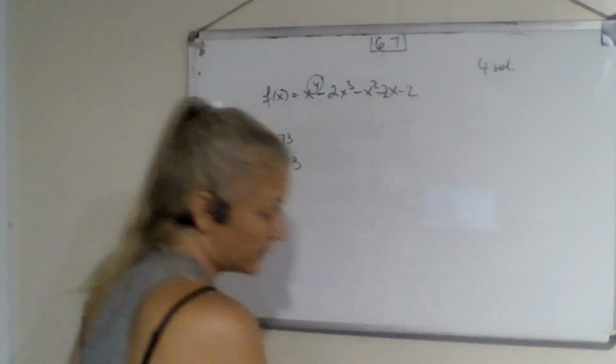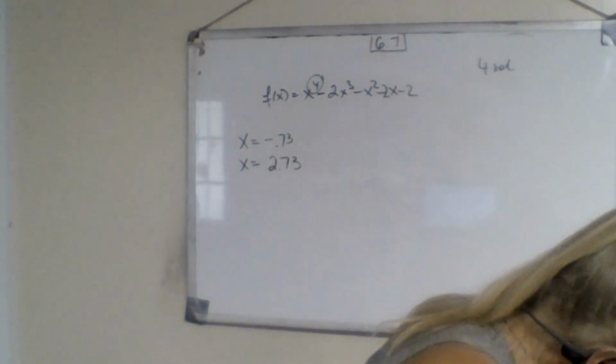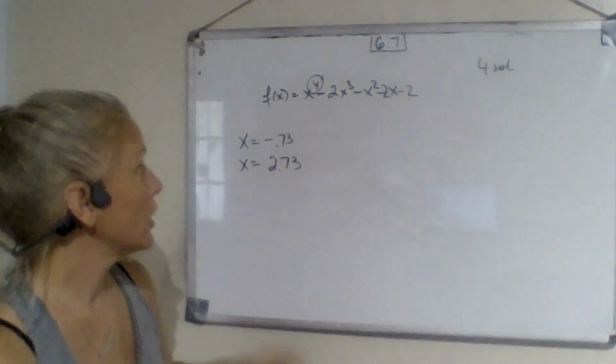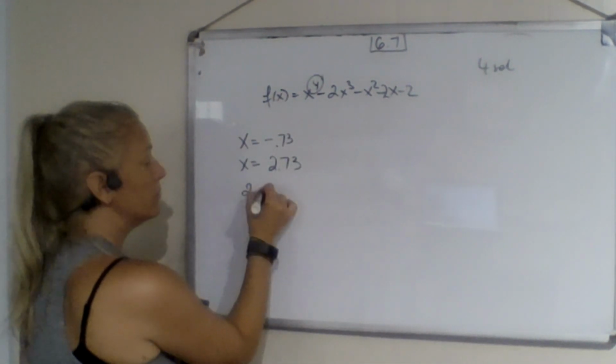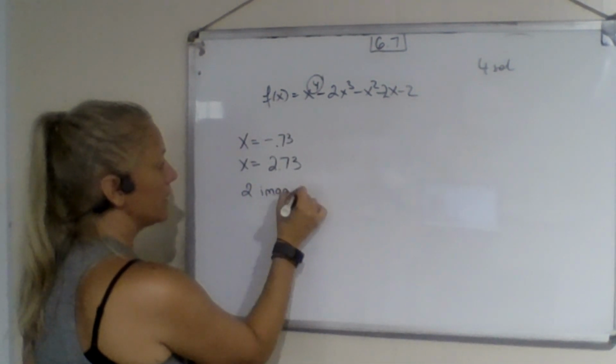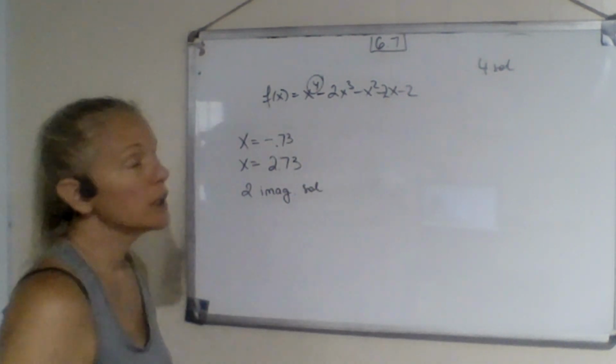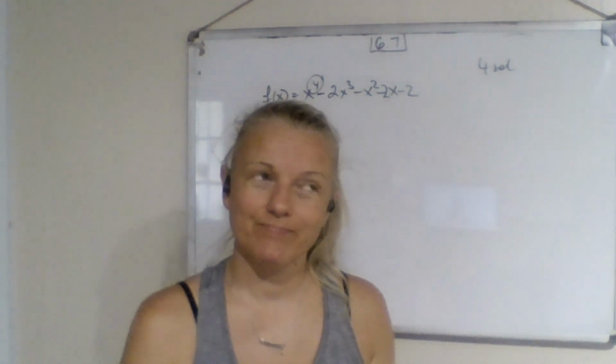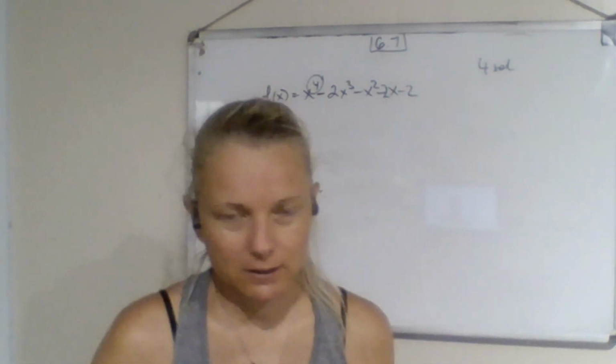I'm making sure that the book says the same so we don't go crazy. We do not know what the other zeros are. So from here on, I would say 2 imaginary solutions. You could go ahead and do the hard work and use synthetic division and find the solutions. We're not going to do that.